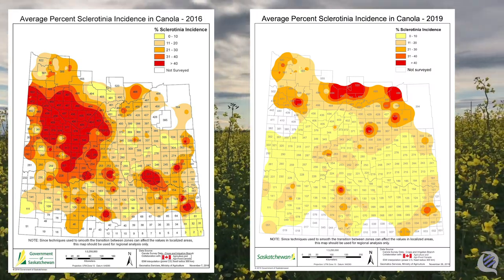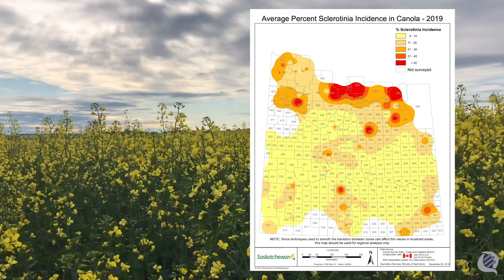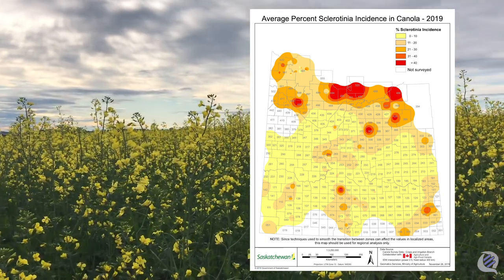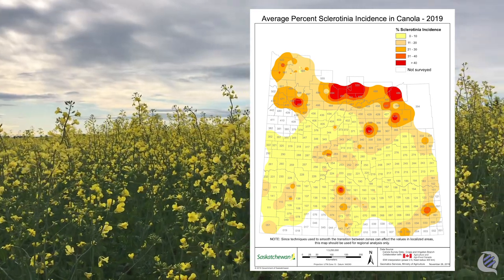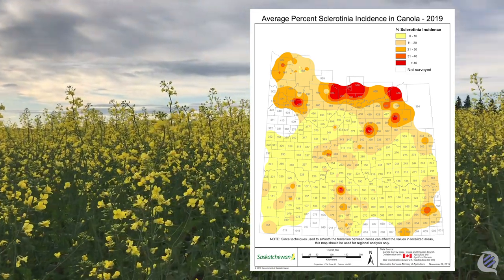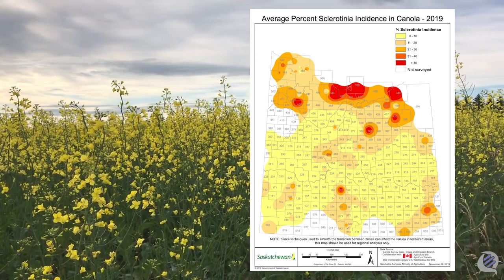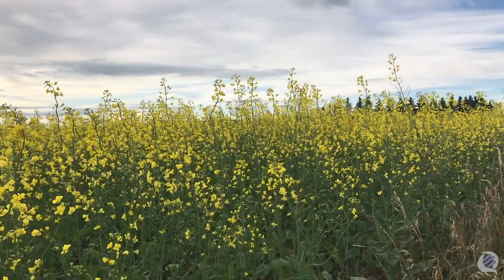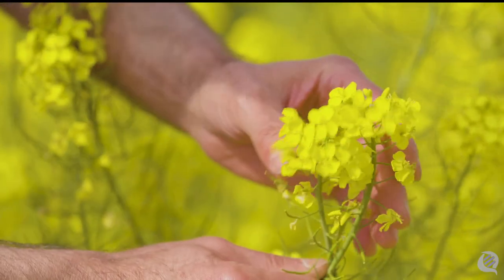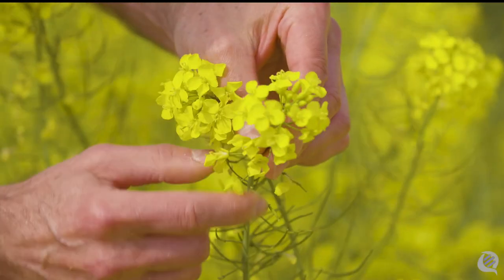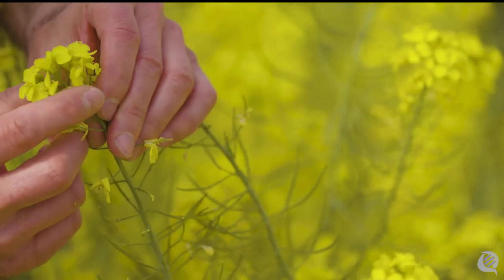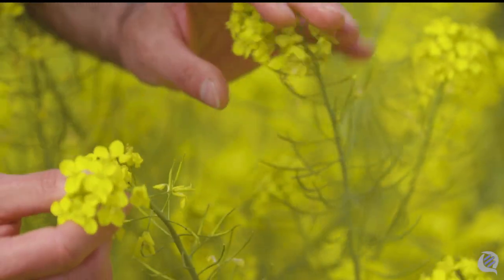Fast forward to 2019, and the disease prevalence is still making an impact, with 25 to 79% of plants infected with a lower incidence of 5 to 12% impact. Being able to better monitor and predict this disease can have a large impact on your canola and soybean yields. Knowing the cost of your decision is crucial.